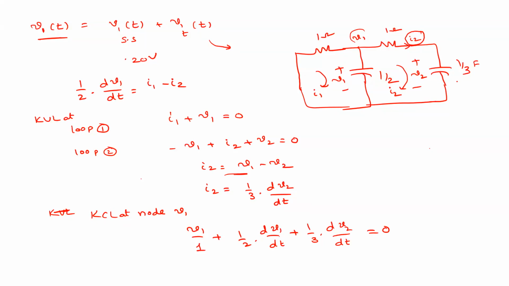Sir, I1 minus I2 equals 1 by 2 into dV1 by dt. We can place I1 as minus V1 in the first equation, sir. So 1 by 2 into dV1 by dt equals I1 minus I2. How do we write this one? I1 equals minus V1 now, sir. Yeah, I1 equals minus V1.